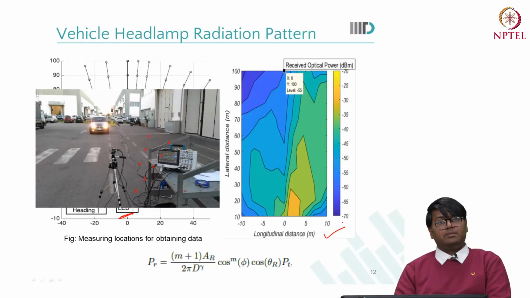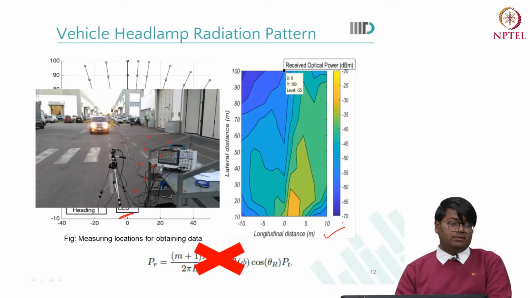And as you know, the Lambertian model basically assumes the vehicle LED headlamp to have an axially symmetric radiation pattern. So from this practical setup and these results, what we can conclude is that the Lambertian channel model is not valid for vehicular VLC. And recently, researchers have come up with various models such as the Gaussian angular model and the asymmetric empirical model for simulating the realistic vehicular VLC radiation pattern.